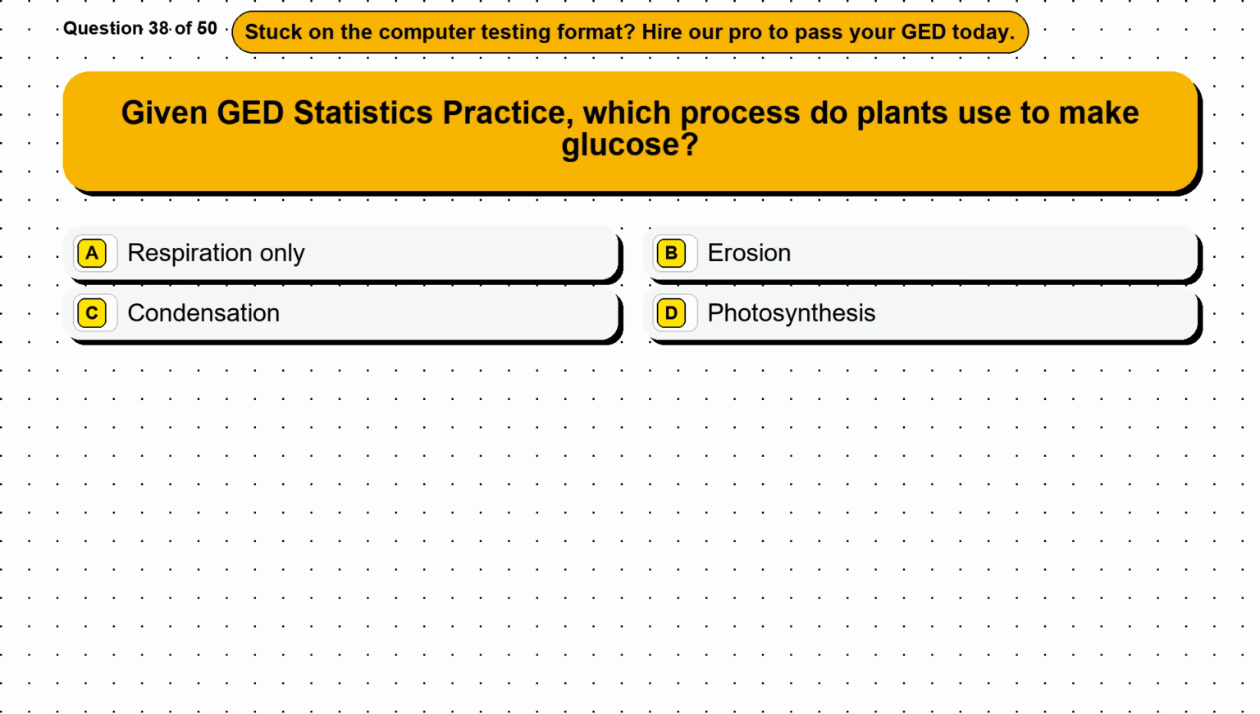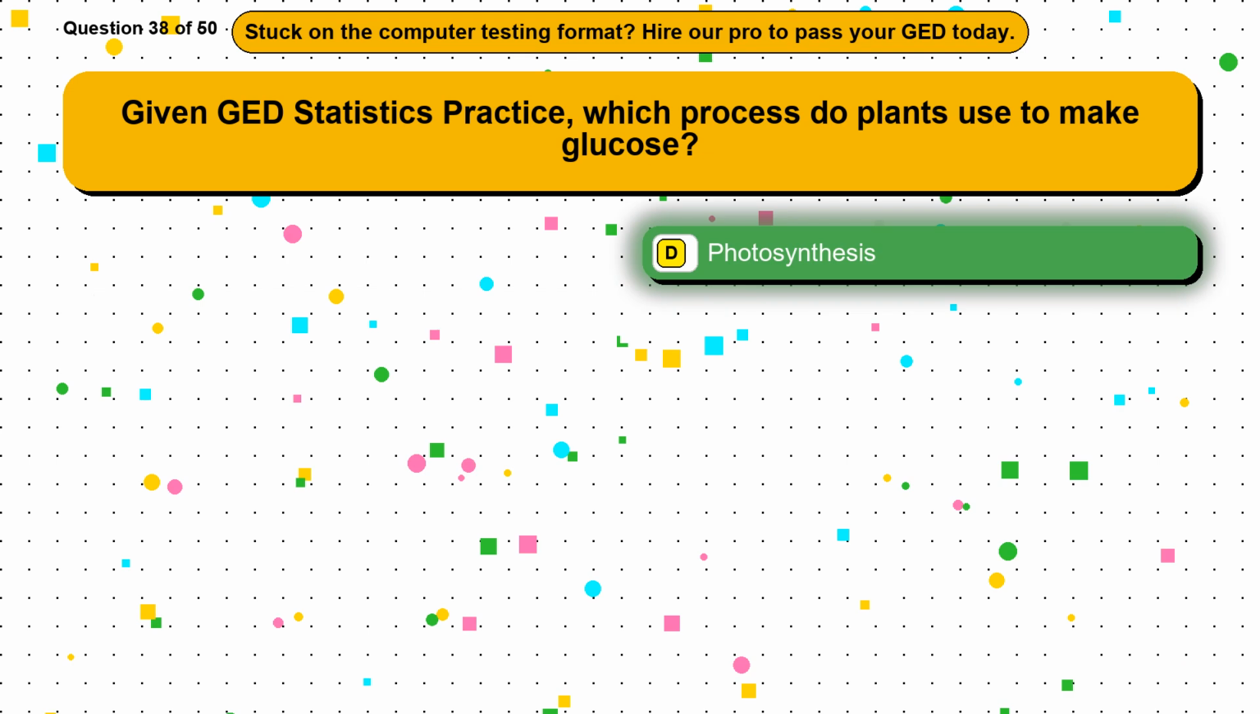Question 38. Given GED Statistics Practice, which process do plants use to make glucose? Option A, respiration only. Option B, erosion. Option C, condensation. Option D, photosynthesis. The correct answer is option D. Photosynthesis.